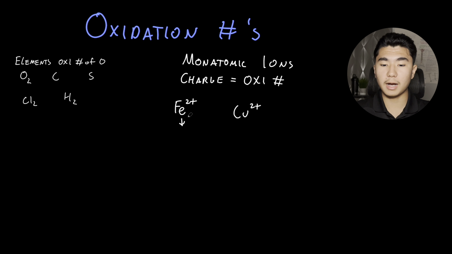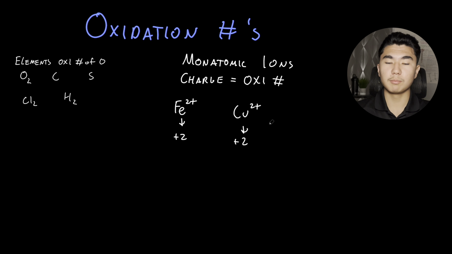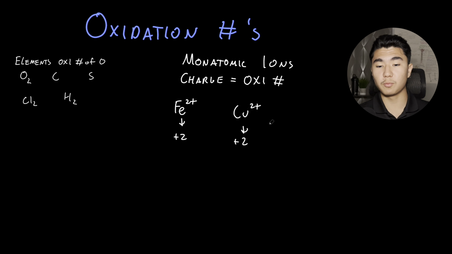So for iron over here, that Fe 2+, our oxidation number is going to be +2. For the copper over here, 2+, our oxidation number is going to be +2. So that's how you can determine those oxidation numbers for those monatomic ions, or those ions that mostly are going to be metals.